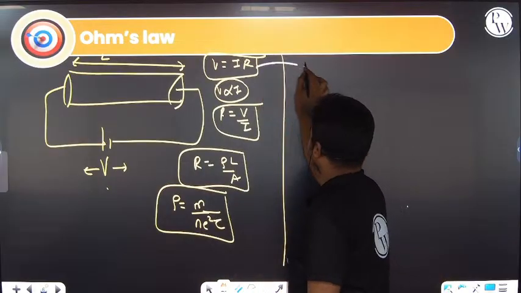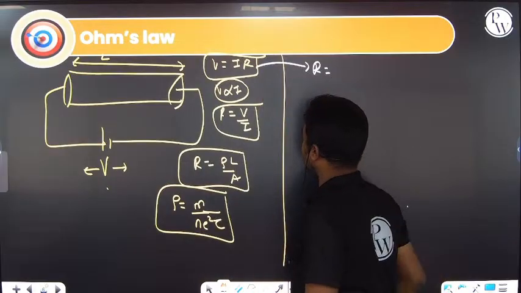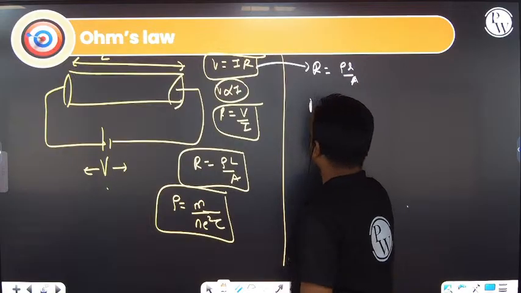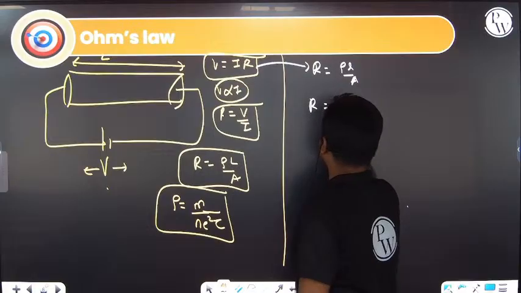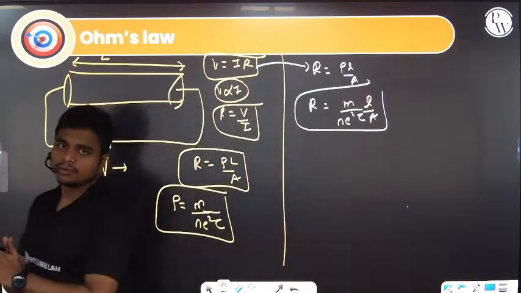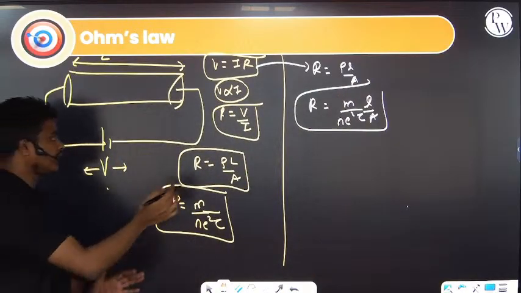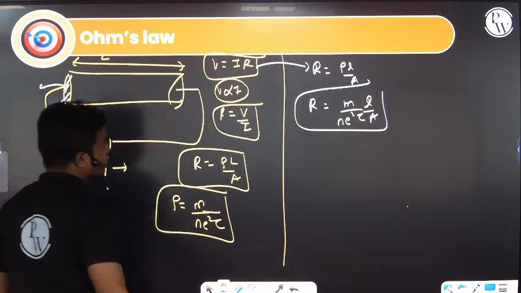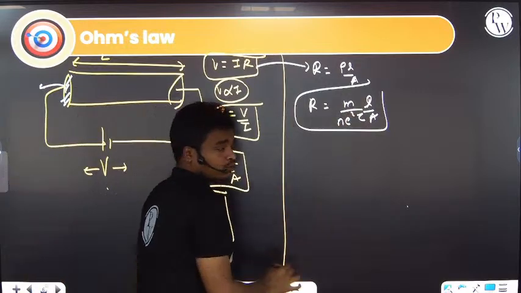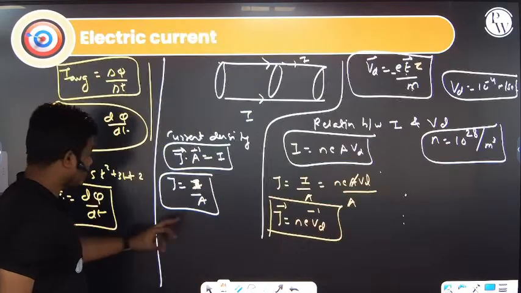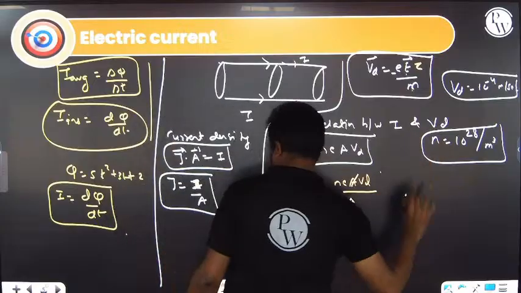So what is resistance? Resistance is given by R equals rho L by A. This is also one formula. So R equals rho, and rho is M by N e square tau, into L divided by A. Here L is the length of the conductor and A is the area of the cross section of the conductor. M is the mass of the electron, E is the charge of the electron, and N is the number of electrons per unit volume. Just now I told you the value, that is 10 to the power 28 per meter cube, right?